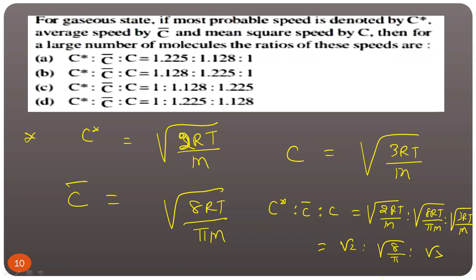Hoga na answer? And root under 2RT upon M, root under 3RT upon M, root under 2, root under 8 upon pi, RT can cancel. Yes. Now put this value. So after putting, we will get the answer 1 to 1.2, and C is the correct option.